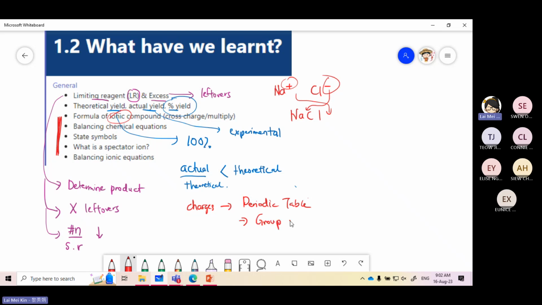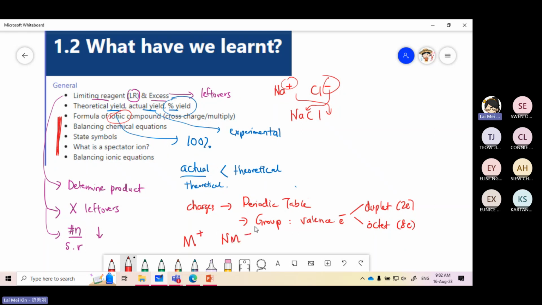So what does the group represent? Valence electrons. So from the valence electrons, what do you determine? What is the configuration that you want to achieve? Whether it is duplet, 2 electrons, or octet, 8 electrons. What else do we know? If it is metal, what will happen? Positive or negative charge? Positive. If it is non-metal, negative. So these are the things.